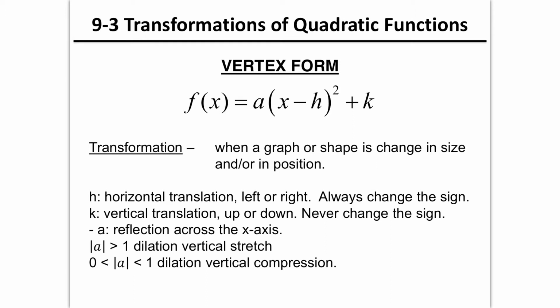But right now in this video, I want to show you what those values mean, because when you have a vertex form, you are going to change the parent function. You are going to transform the parent function depending on the a value, the h value, and the k. So let's talk about what a transformation is. A transformation of a parent function is when a graph or the shape of that function is going to change in size and or in position.